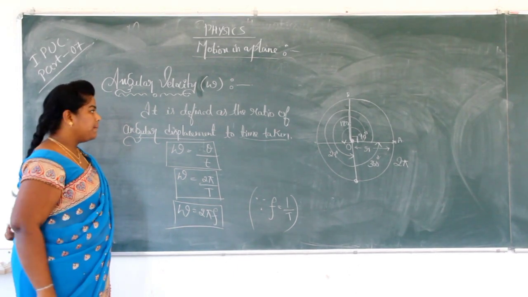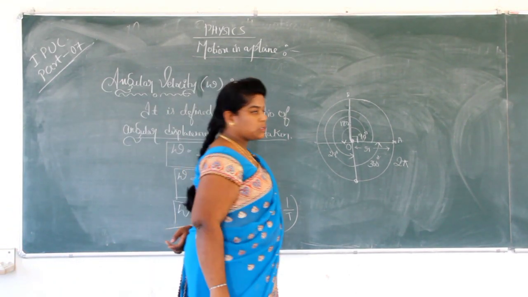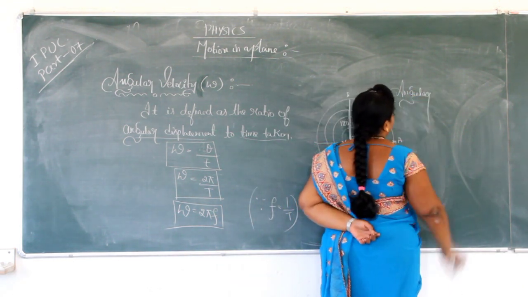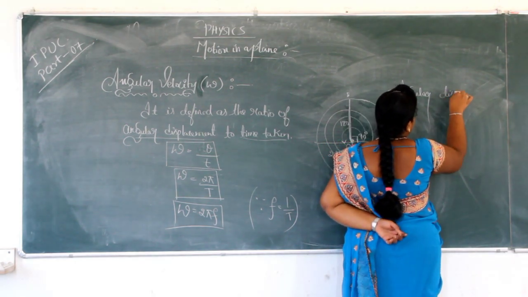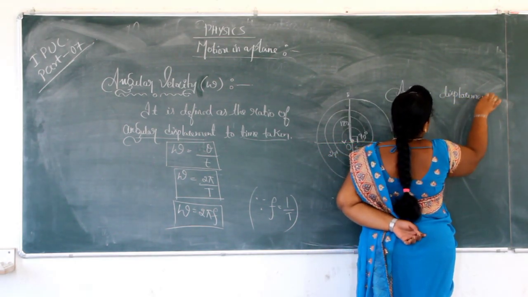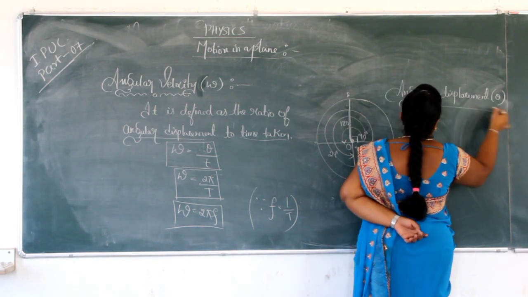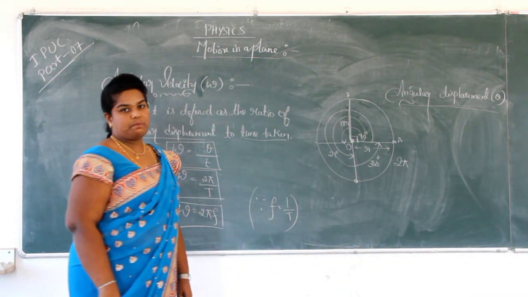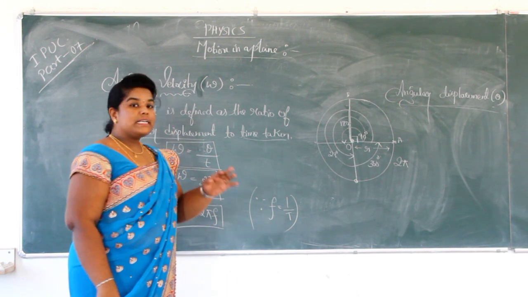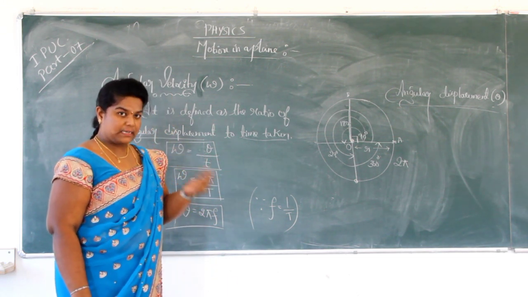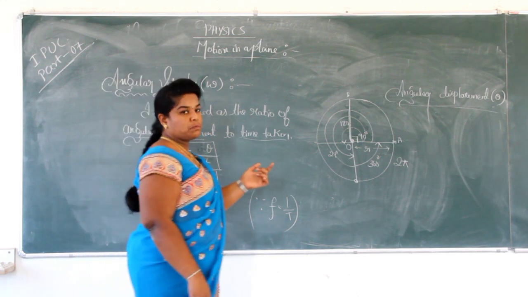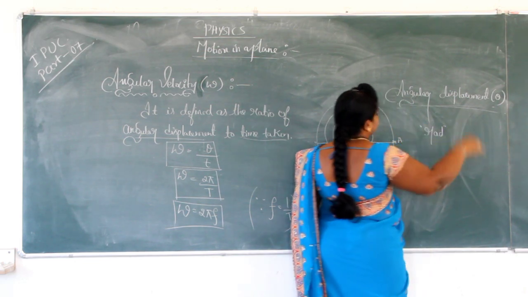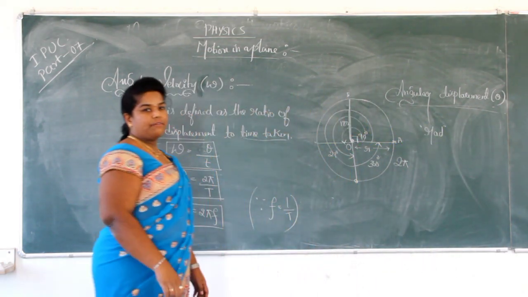My dear students, remember, I forgot to write one sentence in the last class. You defined angular displacement, right? You have defined angular displacement, and we also observed that it is represented by theta. Then what is the SI unit for angular displacement? Dear students, displacement is measured in meters, but angle is measured in radians. So the SI unit for angular displacement is radian.